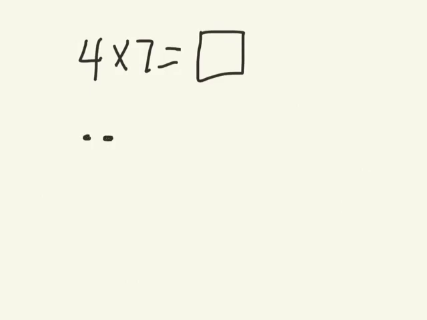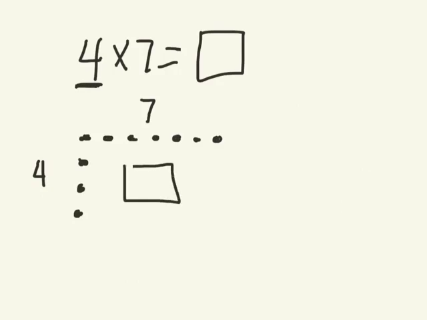So 1, 2, 3, 4, 5, 6, 7. You have 7 dots. Let's label that so I know I have a row of 7. And we know that we have 4 rows, so let's start with our first, and that's our first row, second row, third row, fourth row. Let's put a 4 there. Now, we don't know how many are inside. That is our unknown.